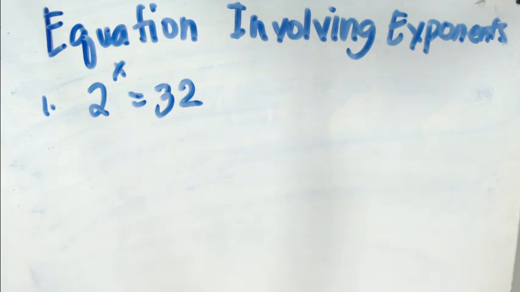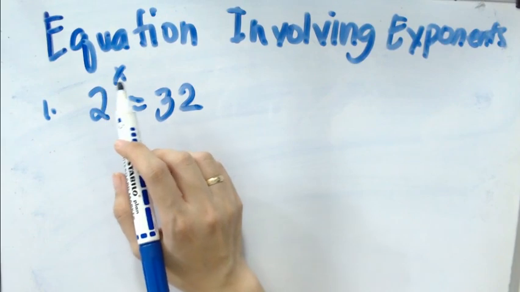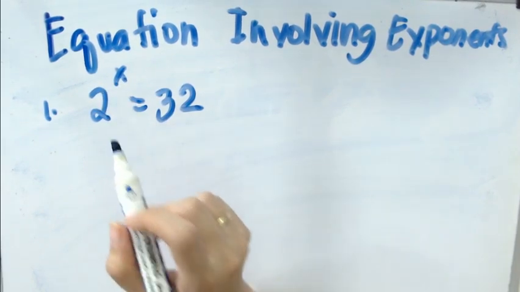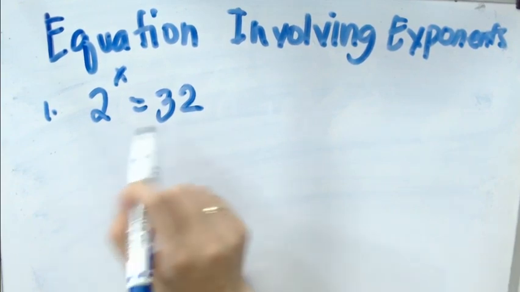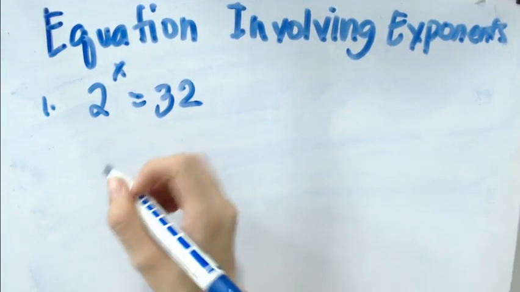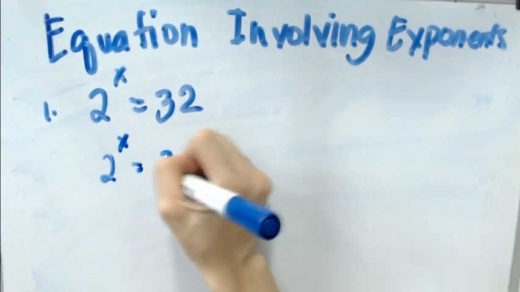So let's work on our first example. 2 raised to x is equal to 32. How are we going to find the value of x? The first thing we do is to make the bases the same. So we rewrite 2 raised to x, and we rewrite 2.